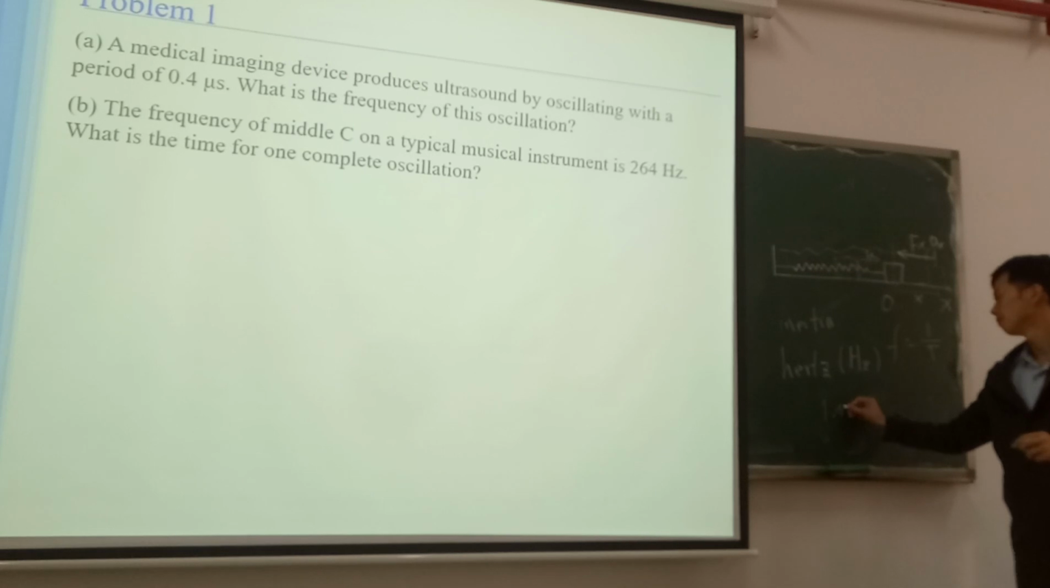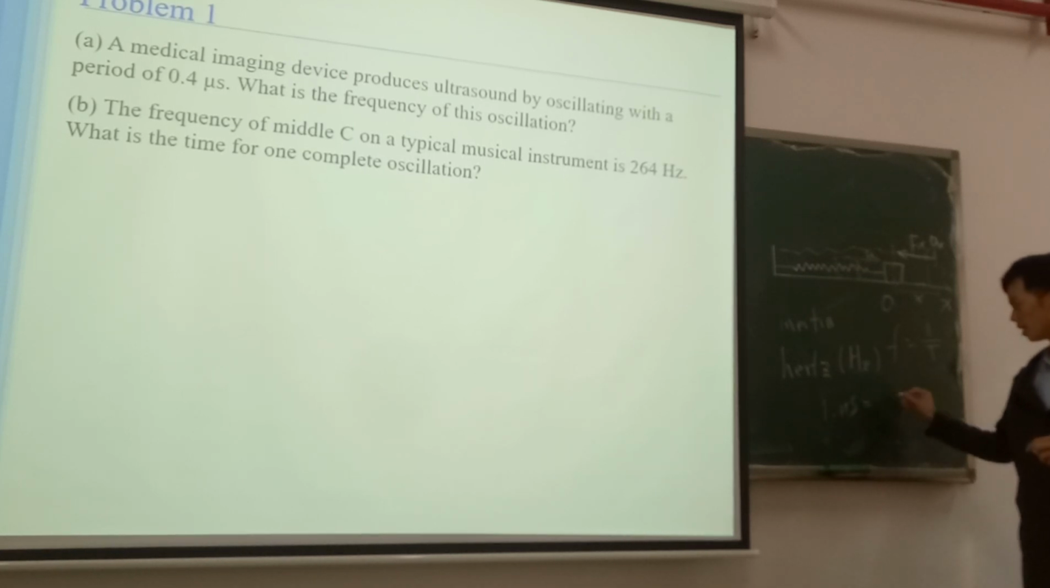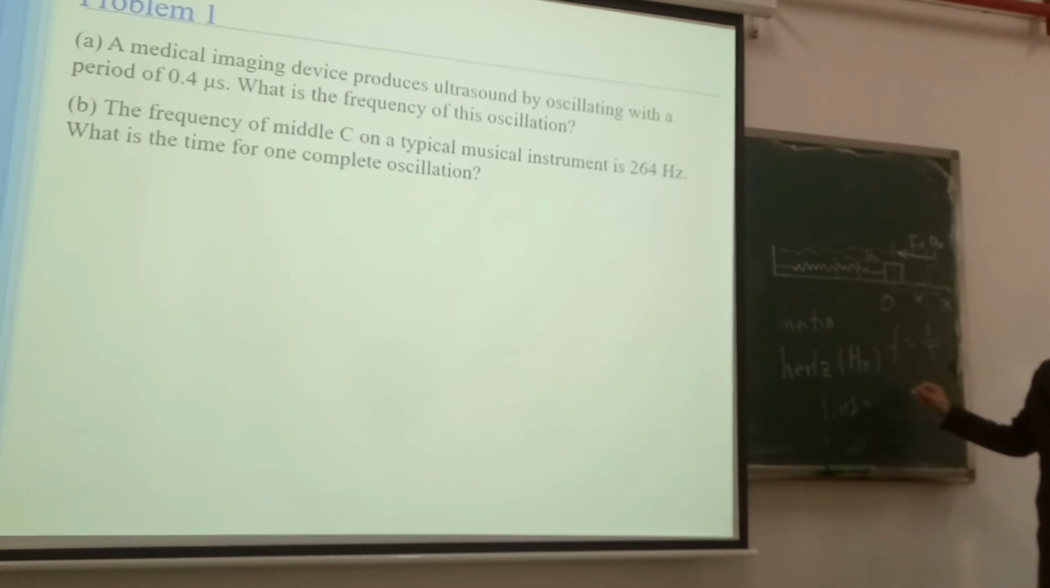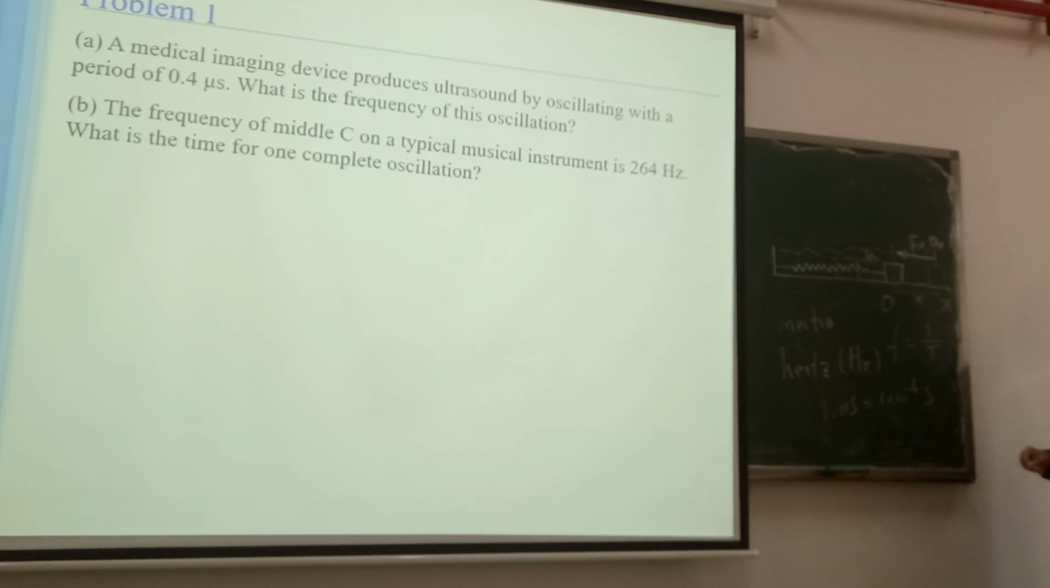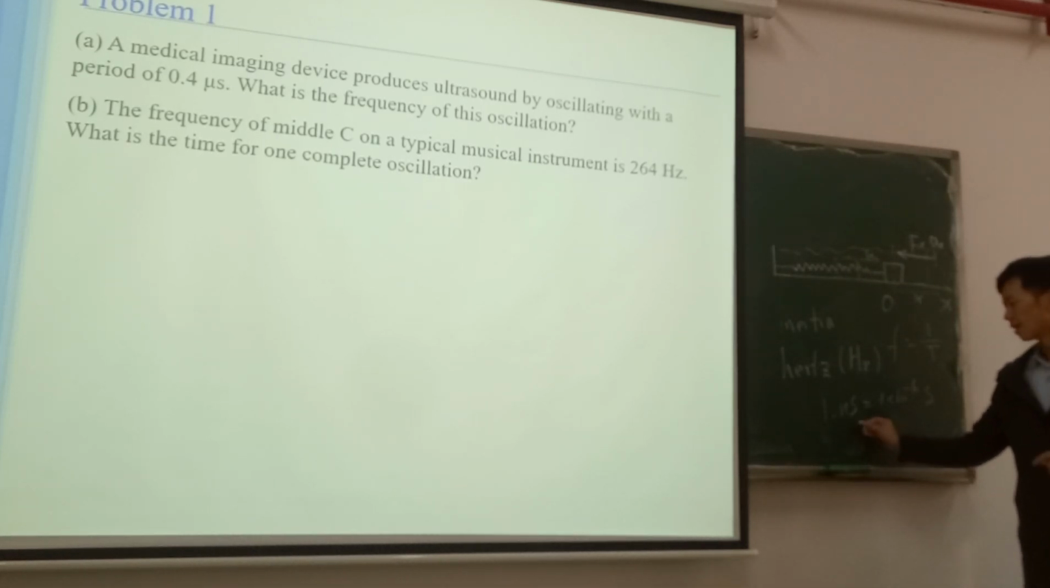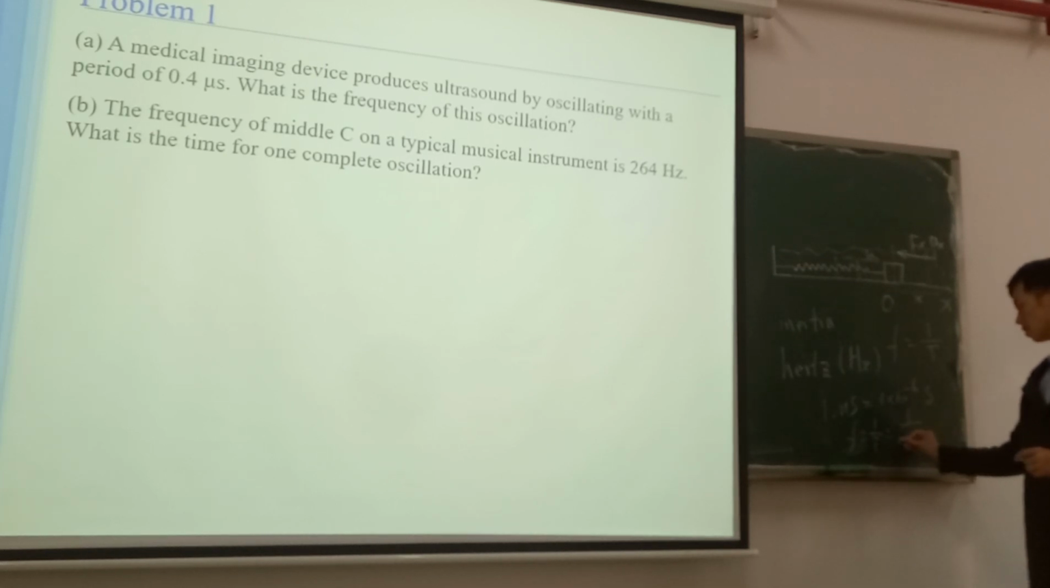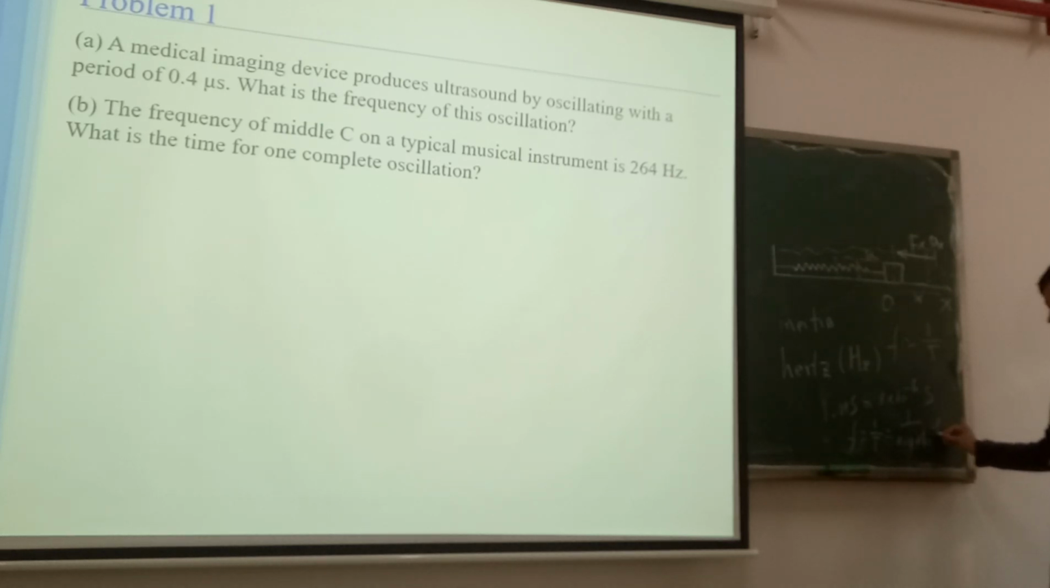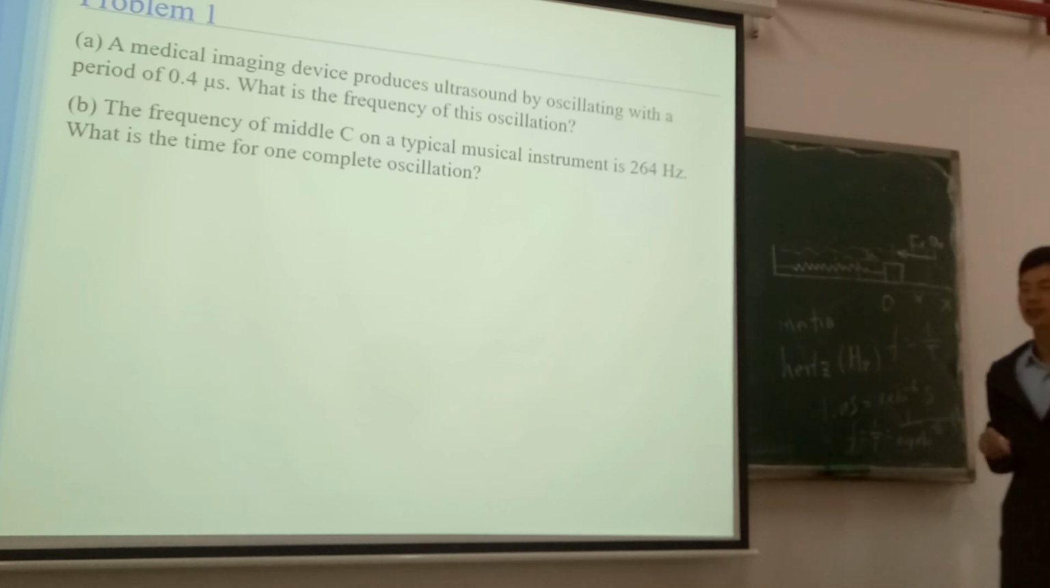One microsecond is equal to how much second? Yes, 10 to the power of minus 6. So f is equal to 1 over T, and T is 0.4 times 10 to the power of minus 6, so f is 1 over 0.4 times 10 to the minus 6, and the unit is hertz. So this is the first problem.